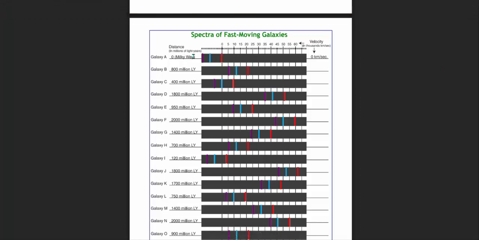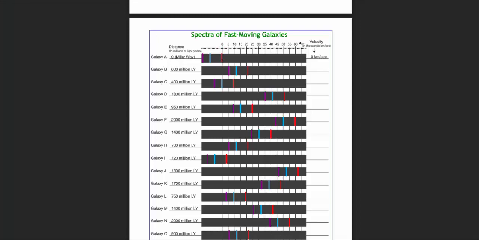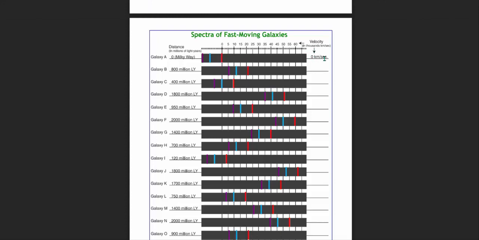So for this first one, we know that this is the Milky Way, and it's at a distance of 0 because we're living in it. So it's not far away at all. In fact, it's 0 million light years away. So to read what the velocity is, we'll need to look at this red line. You can see it's right at 0. Therefore, the velocity is 0 kilometers per second.